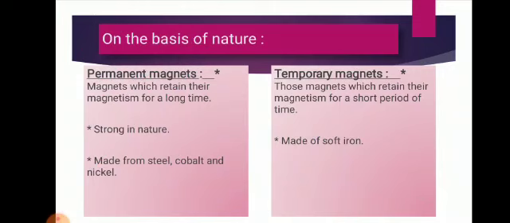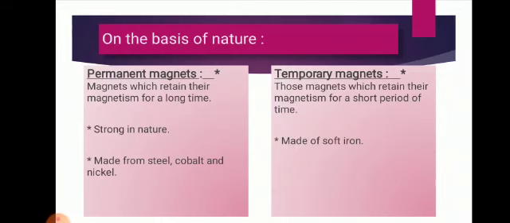Now on the basis of their nature, magnets are of two types, permanent and temporary magnets. Magnets which retain their magnetism for a long time are called permanent magnets. They are generally strong in nature and they are made from steel, cobalt and nickel. Clear? This is about permanent magnet.